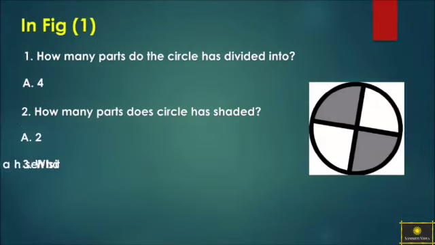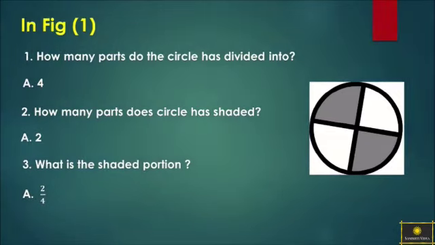Now, what is the shaded part? The shaded part is 2 divided by 4, which means we have divided the given circle into 4 equal parts. Out of the 4 equal parts, 2 parts are shaded. So 2 divided by 4 is a fraction.